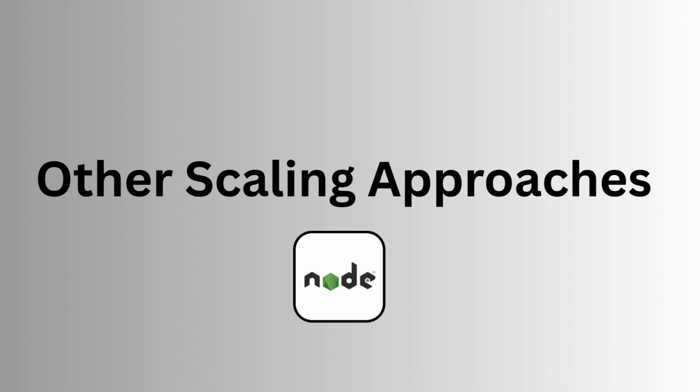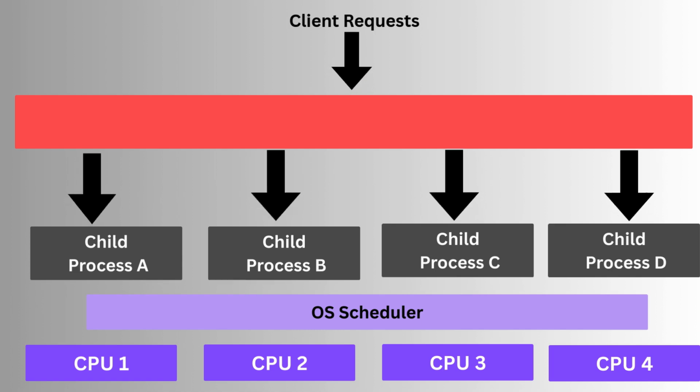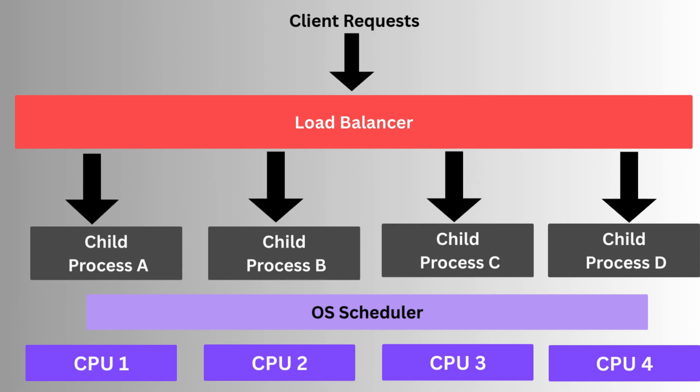Cluster is one way to scale across CPU cores, but it is not the only approach. In many production environments, scaling is handled outside the Node.js application. Instead of using the cluster module, we can run multiple independent Node.js processes and place a load balancer in front of them. The architecture looks like this. Client connects to load balancer, which distributes traffic to multiple Node.js processes. Each process runs independently. The load balancer handles traffic distribution, while each Node.js process focuses entirely on handling requests. This approach moves scaling responsibility from the application layer to the infrastructure layer.